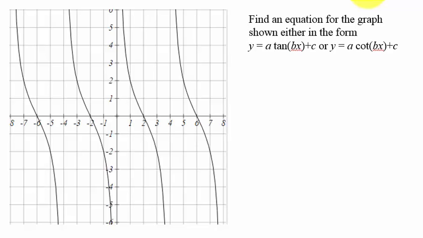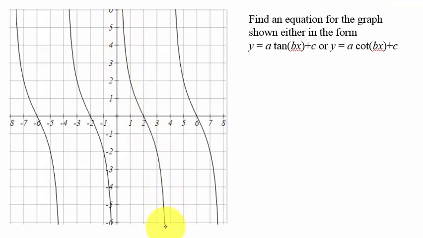So here we want to find an equation of the graph shown, in the form of either a tangent function or a cotangent function. As I look at this graph, the first thing I see is it looks like it probably ought to be a cotangent function because we don't have any phase shift, and I can see that it's decreasing. It starts up and it goes down here.